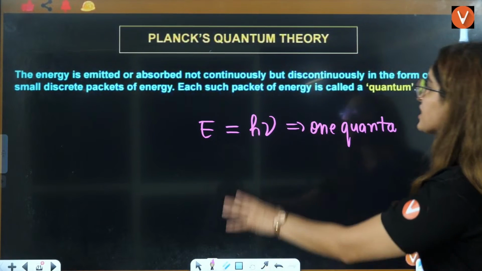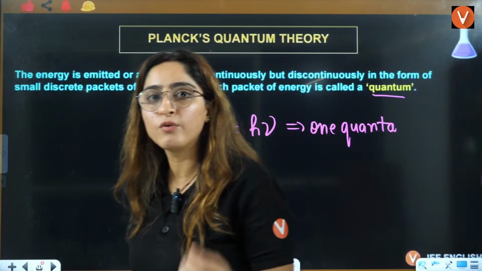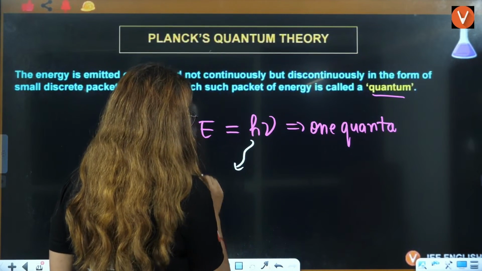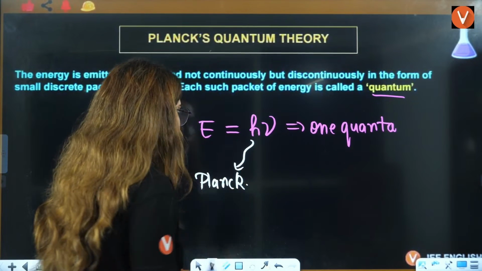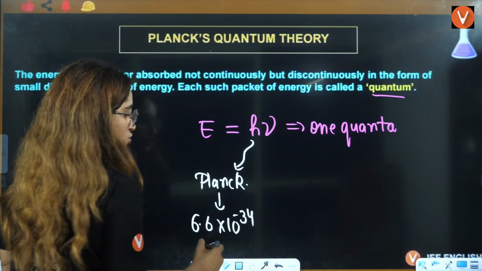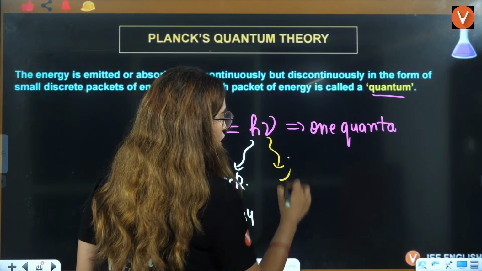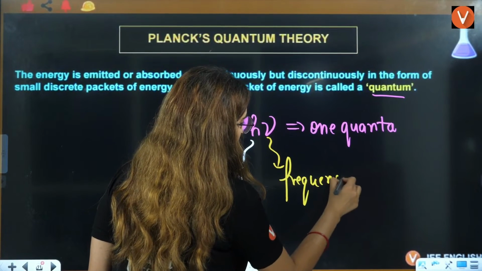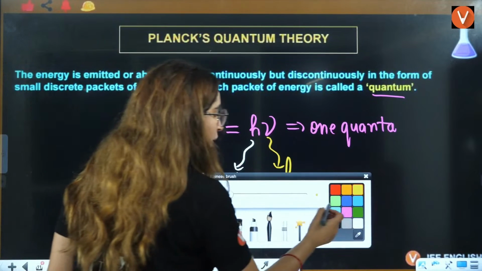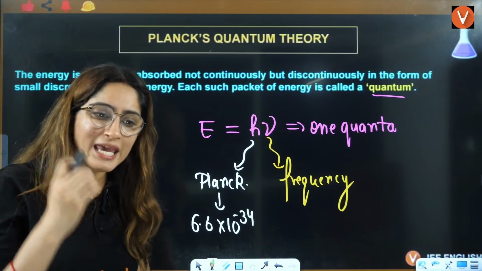Each such packet of energy is called a quantum, and this is one packet. In one packet you have hν amount of energy, where h is called Planck's constant, which is 6.6 × 10^-34 joule second, and ν is your frequency. This frequency will be variable, but Planck's constant is going to remain the same. So he gave you that.